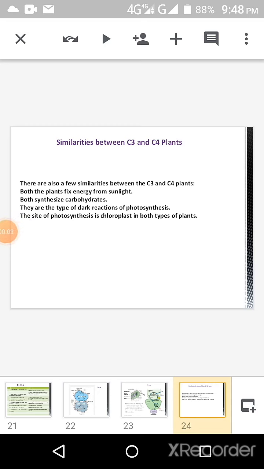There are also a few similarities between the C3 and C4 plants. Both the plants fix energy from sunlight. Both synthesize carbohydrates. They are the type of dark reactions of photosynthesis. The site of photosynthesis is the chloroplast in both types of plants.